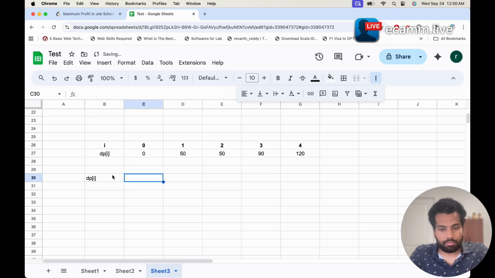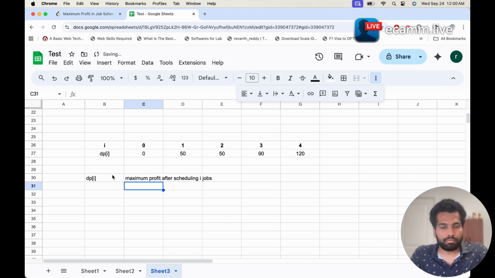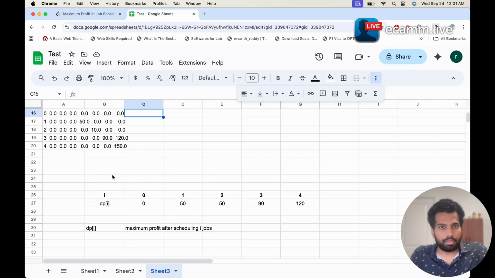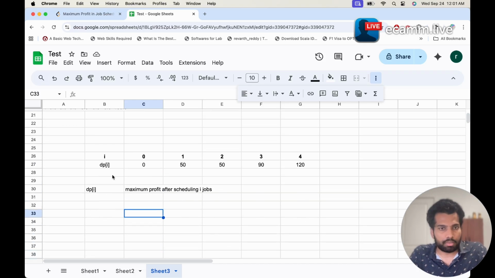So here DP[i] is the maximum profit after scheduling i jobs. That's the key distinction here. Maximum profit after scheduling i jobs. Earlier it was maximum profit until a particular end time. So earlier two approaches were mostly time specific. Here it was job specific.